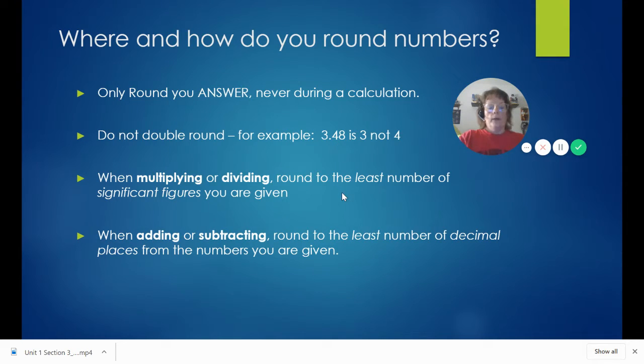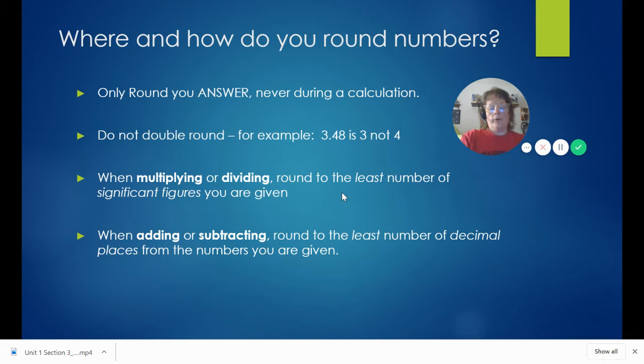All right, multiplying and dividing, you round to the least number of significant figures that you were given. So if you're multiplying or dividing, and again, I'm going to go through some examples with you in a different lecture, but you are going to have to look at the number of Sig Figs that are in the numbers that are in your problem. Figure out which one has the least number of Sig Figs, and then your answer has got to have the least number of Sig Figs. When adding and subtracting, that's a little bit different. You have to look at the decimal places.